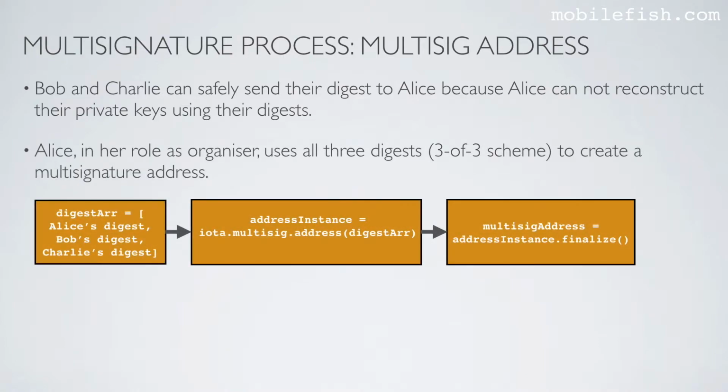Alice, in her role as organizer, uses all three digests to create a multi-signature address. Alice creates a digest array consisting of her digest, Bob's digest, and Charlie's digest. This digest array is used as input in this iota.multisig.address API, which calculates an address instance. This address instance needs to be finalized to get the multisig address.